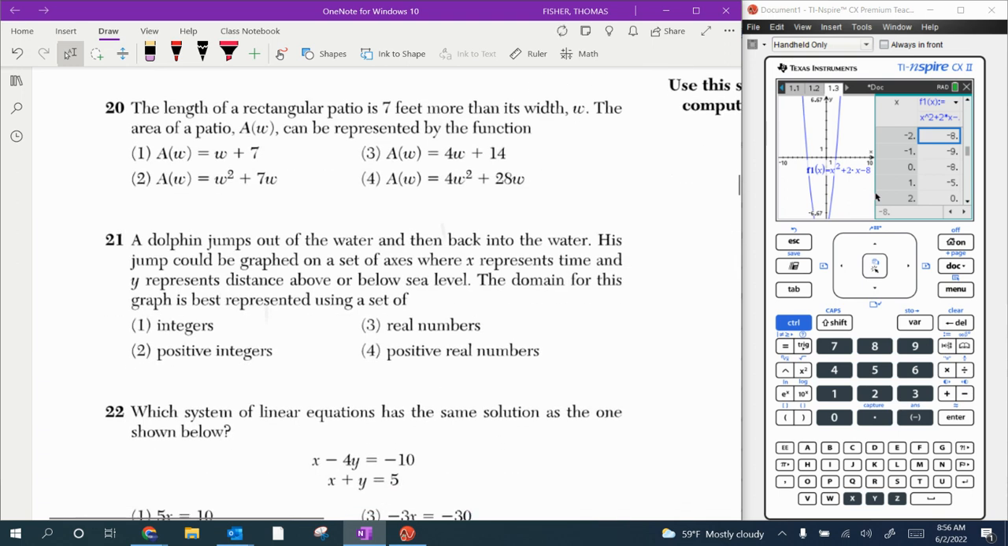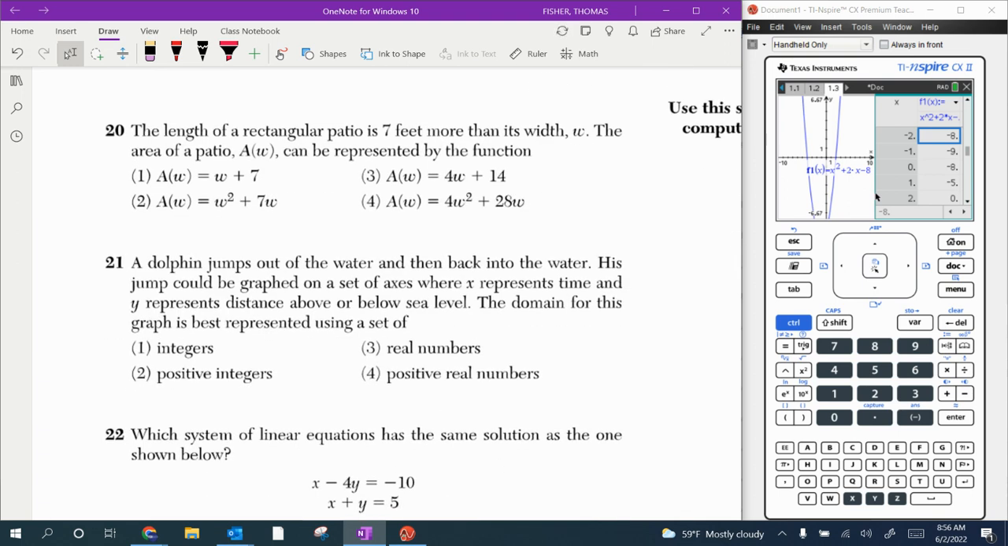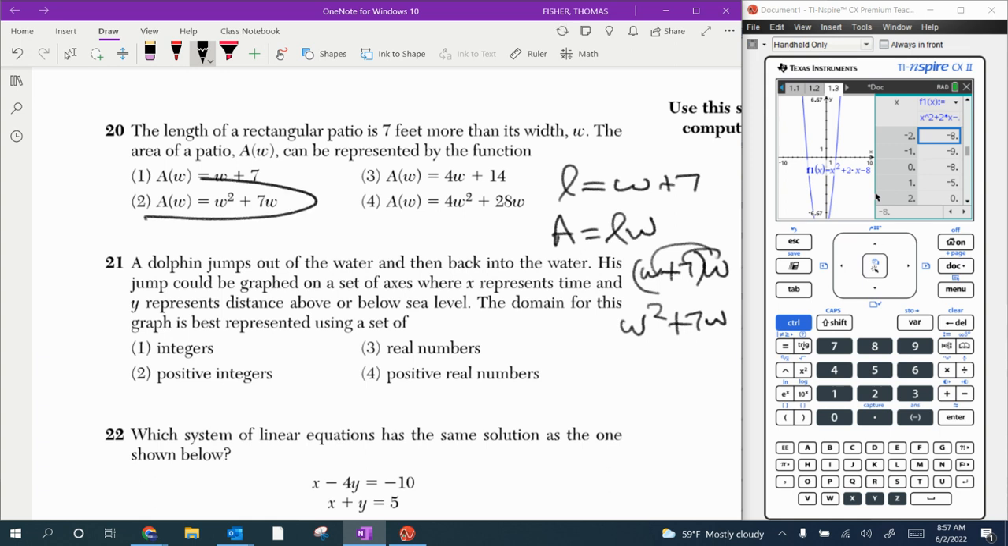Let me scroll. There we go. Number 20. So the length of the patio is 7 feet more than its width. So the length is the width plus 7. So the area is just length times width. So it's W plus 7 times W. And if you multiply that W in, it'd be W squared plus 7W. Done.